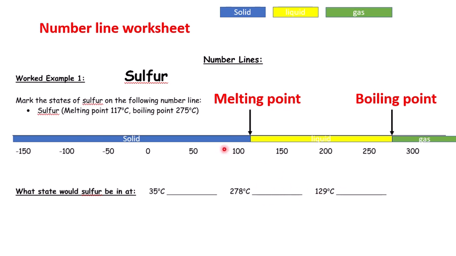And then finally, 129. So if we go along here, there's 100. That, you remember, was 117, so we're a little bit above it. So 129 must be somewhere around there. And again, you can see that's in the yellow zone, so it must be a liquid. So what looked a difficult question at the start suddenly becomes easy if we use our number line.